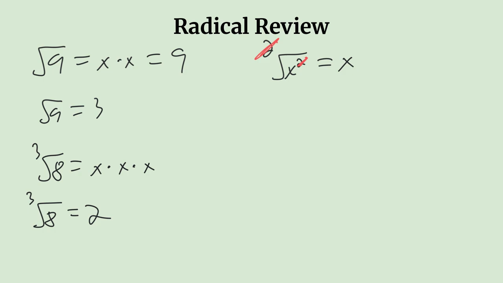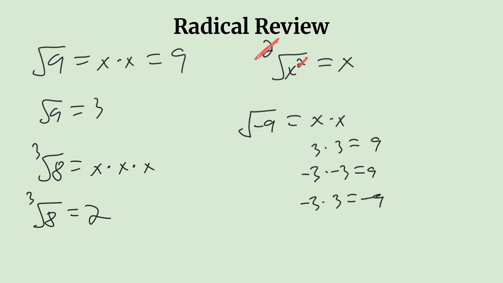Because if you had square root of negative 9, you need two numbers that multiply itself to get negative 9. Well, your options are like 3 and 3, but that equals positive 9, not negative 9. Negative 3 and negative 3 also equals positive 9. And then negative 3 times 3 gets you negative 9, but they're opposite signs, so those also don't work. So you can't take the square root of negative 9 right now.